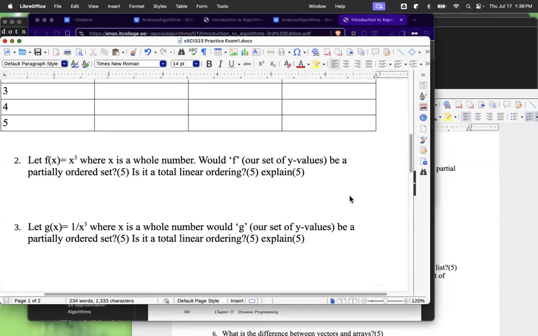This is maybe a theoretical computer science question, but would you say that if a function is totally linear ordered, it is also partially ordered? Yeah, that's true. But the reverse is not true though. I see. Because I guess you can think of it kind of like squares and rectangles. All squares are a type of rectangle, but not all rectangles are squares.